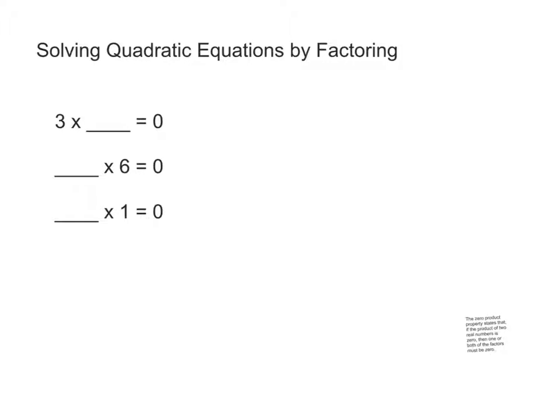So 3 times what equals 0? 0. And 0 times 6 equals 0, and 0 times 1 equals 0. And this is actually the principle behind solving by factoring. It's called the zero product property.